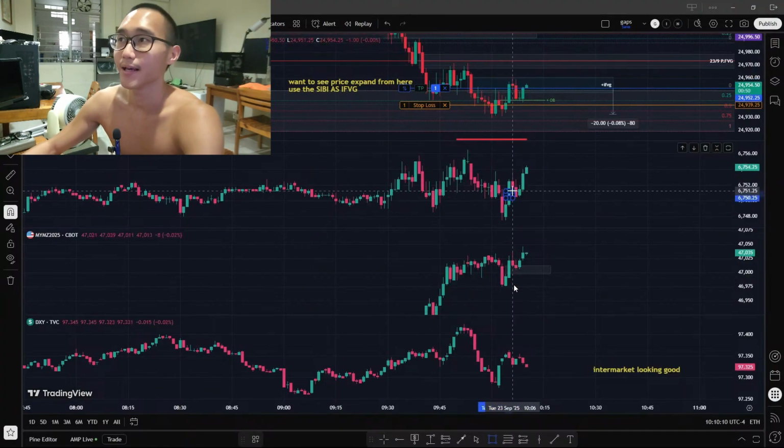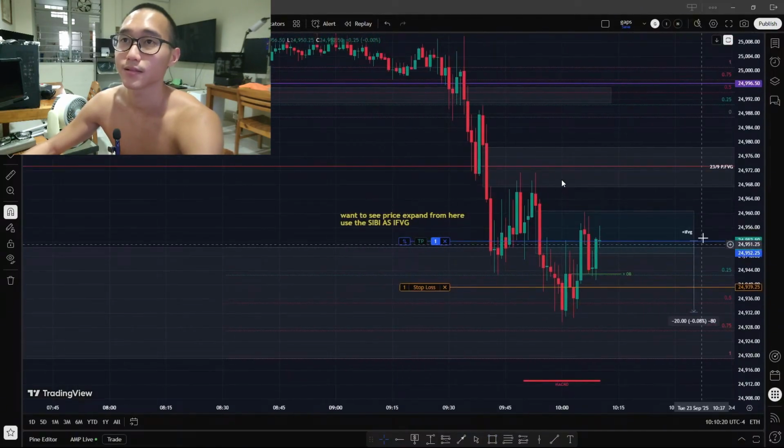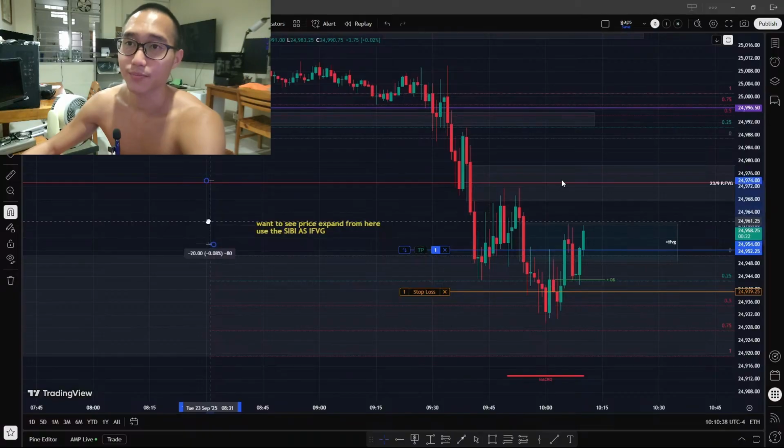You can see ES is the leading one. So if I had traded ES, it would be a nicer trade. But nevertheless, I was trading based on the intermarket, so it does not really matter. And just a very nice expansion right there.